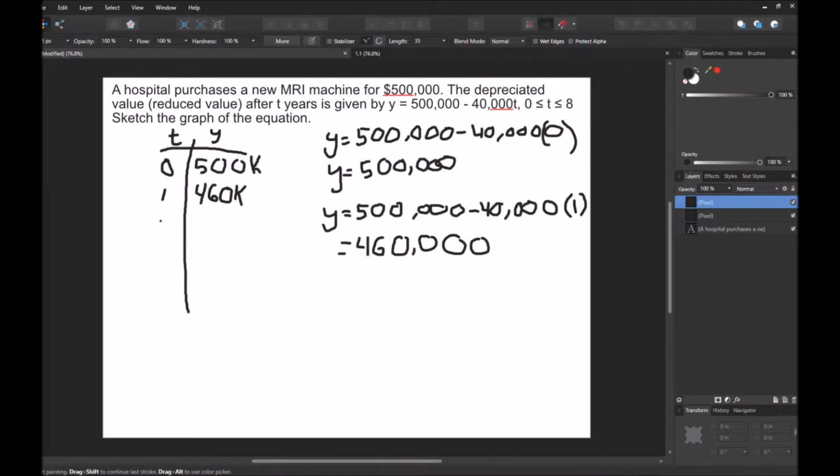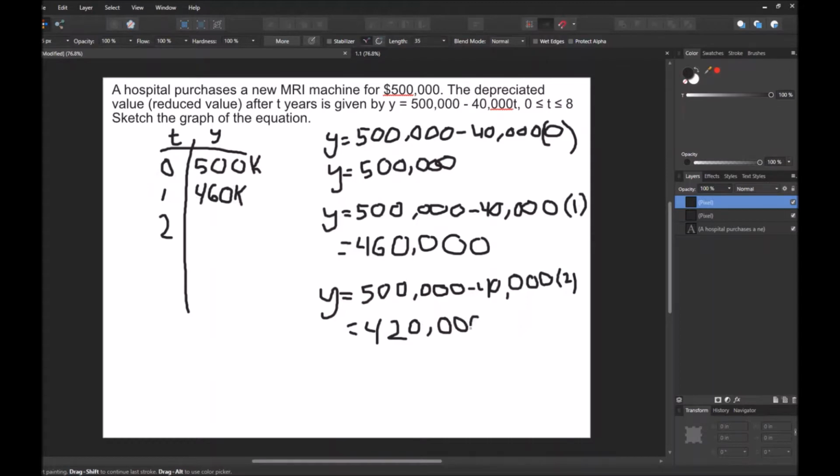Then let's see what the value would be after 2 years. So we're going to have y equals 500,000 minus 40,000 times 2. 40,000 times 2 is just 80,000, so we're left with 500,000 minus 80,000, which is 420,000. And I'm just going to write this as 420k.